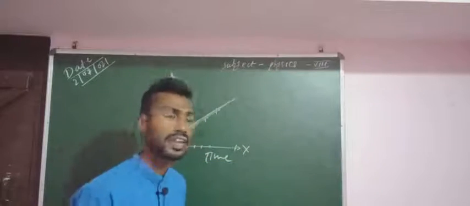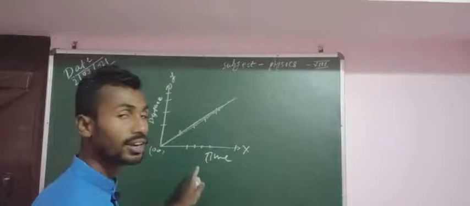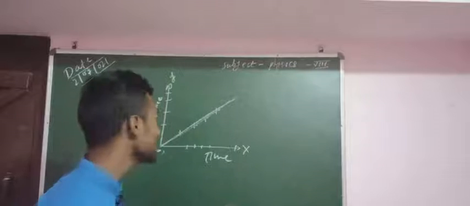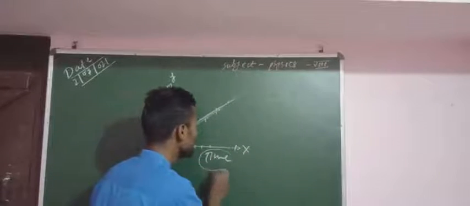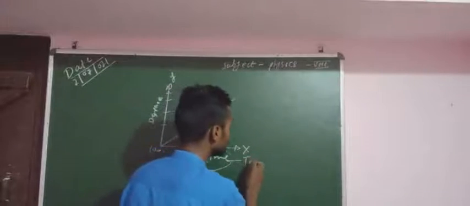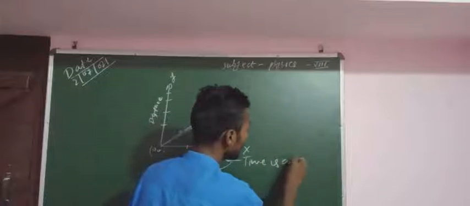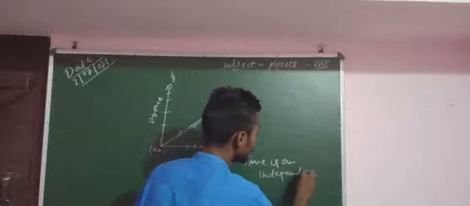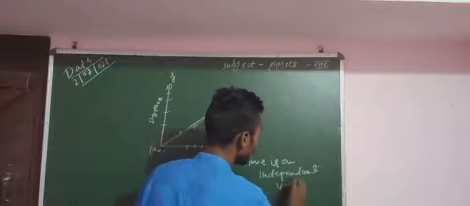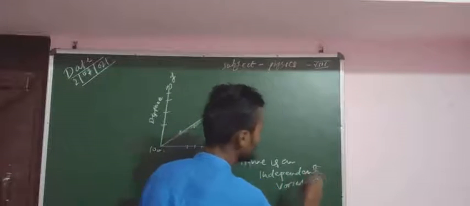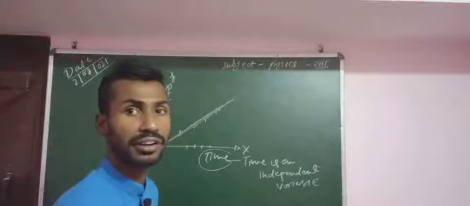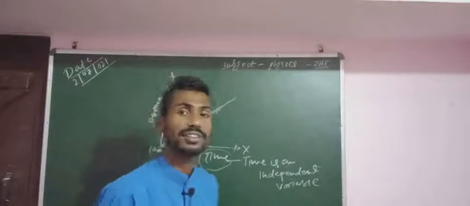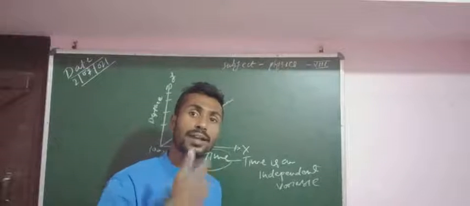Time is always taken on the x-axis. Why? Time is an independent variable. That means time does not depend on any other quantity. Time is going on by itself.